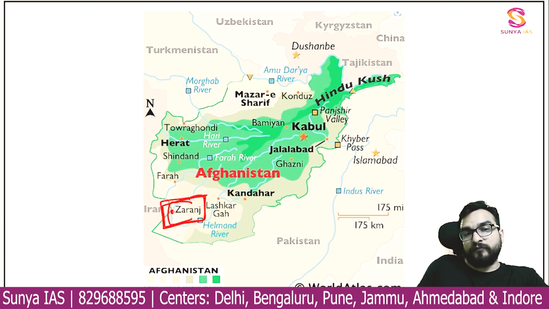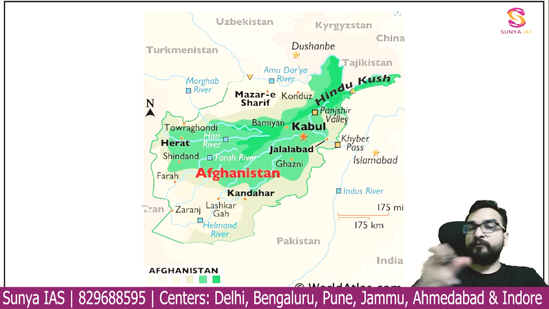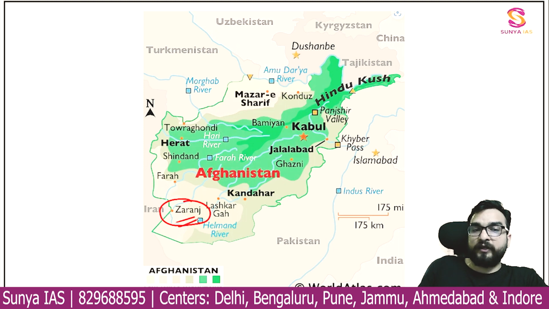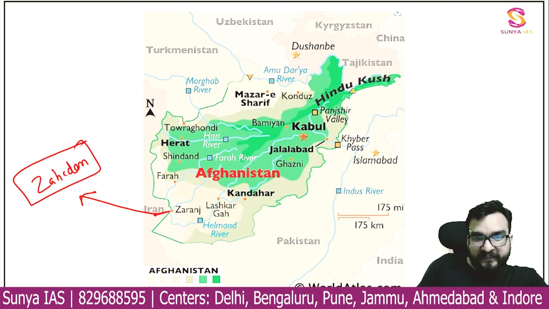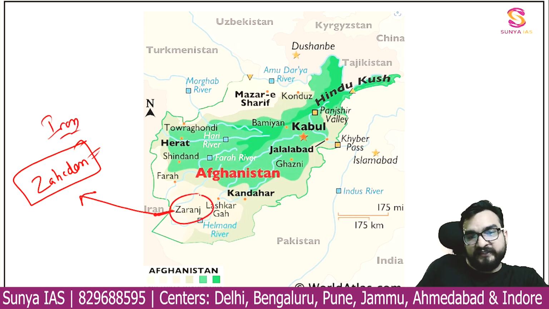Zaranj. And you know about the Chahbar port. Chahbar port is present in Iran. So first of all, we will be seeing it. Zaranj, you remember. Simultaneously, in Iran, you will see one more city, Zahedain. And there is a highway basically connecting Zahedain to Zaranj, guys. So that I'll be telling you. But you remember, Zahedain is from Iran. Zaranj is in Afghanistan. And it is a landlocked country, right?